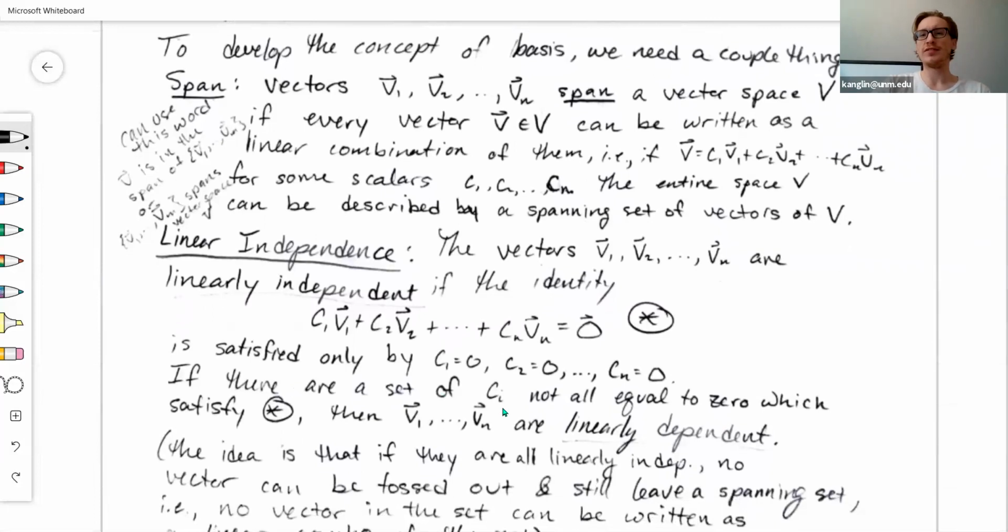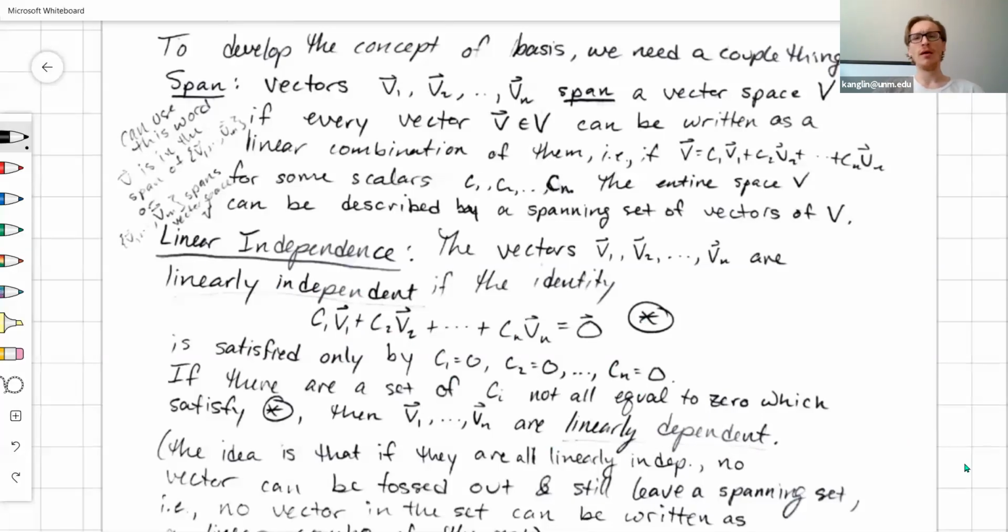Now, if there are a set of c1, c2, all the way out through cn scalars, which are not all zero, so even if you can find a linear combination where just one of these guys isn't zero, then we say the vectors v1 through vn are linearly dependent. So the opposite of independent being dependent. Now that's a kind of a strange definition, even if you have a sense of what linear independence means.